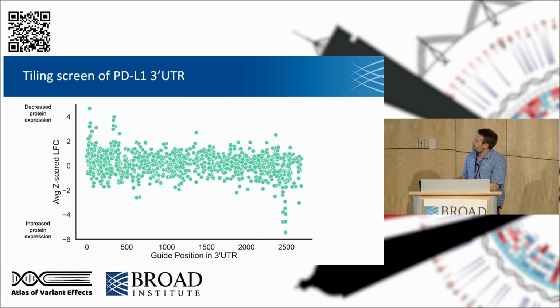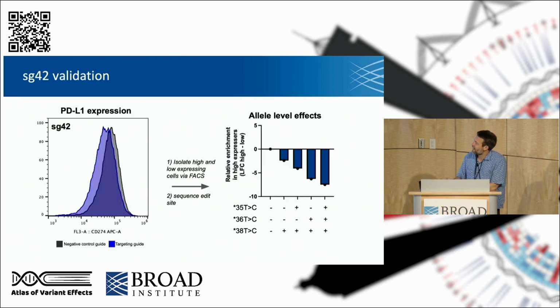So we do that, and we can find some regions that lead to increased expression, decreased expression, et cetera. We can go to validate this. Now, of course, these are small effect sizes. So here's one particular guide RNA that scored very strongly in the screen, but it's not causing a complete loss of PDL1 levels, but it's shifting the expression just a little bit.